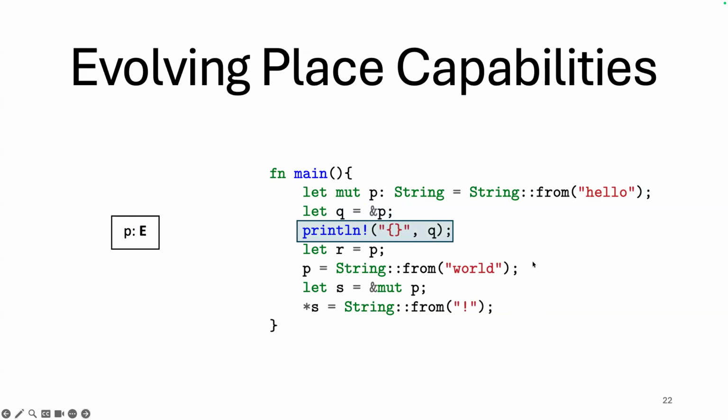Subsequently, the value of P is moved into R, so P loses the capability to read from it, but a new value can still be written in, so it still has this write capability. In the next statement, a value is written in, and it goes back to exclusive. Finally, for the borrows, because this variable s can read or write to the value originally in P, P has no capability so long as this borrow is live. And then at the end of the next statement, when the borrow expires, it gets its exclusive capability back.